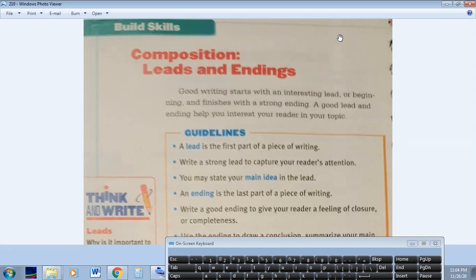You can give the main idea in your lead. You can make sure that your reader knows what you're going to explain from the beginning so they know what they're going to read about.